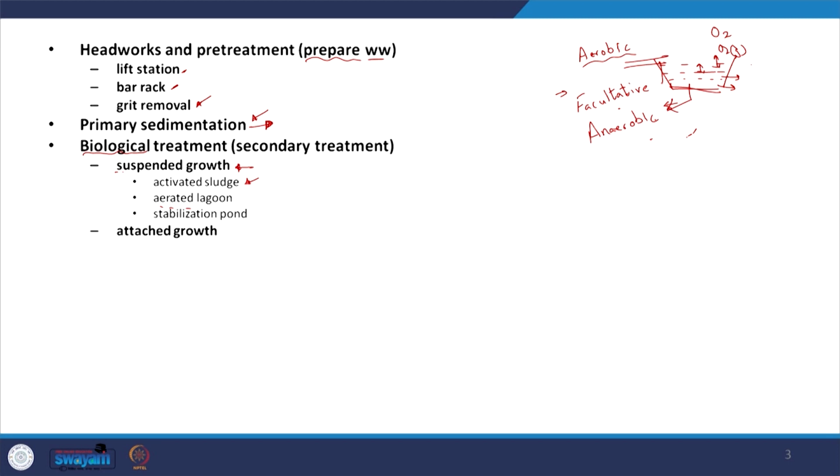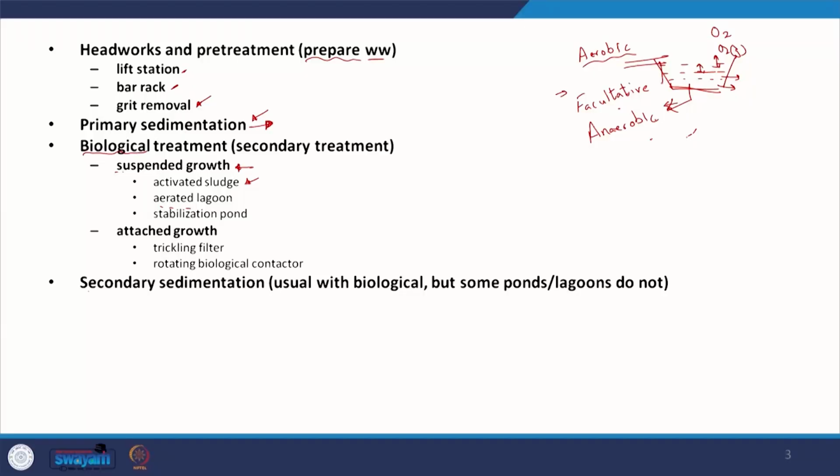Again, enough of that, let's move on. Attached growth: sometimes you see microbes growing on the walls of poorly cleaned restrooms, or near canals, or the outlet of wastewater. That is more or less attached growth, where you have microbes developing on a media or a surface. Here we have the trickling filter and the rotating biological contactor, and then we move on to secondary sedimentation. But in general, people mostly go for the activated sludge process, and sometimes a combination of activated sludge and attached growth, but we will discuss this later. We are just looking at an overview.